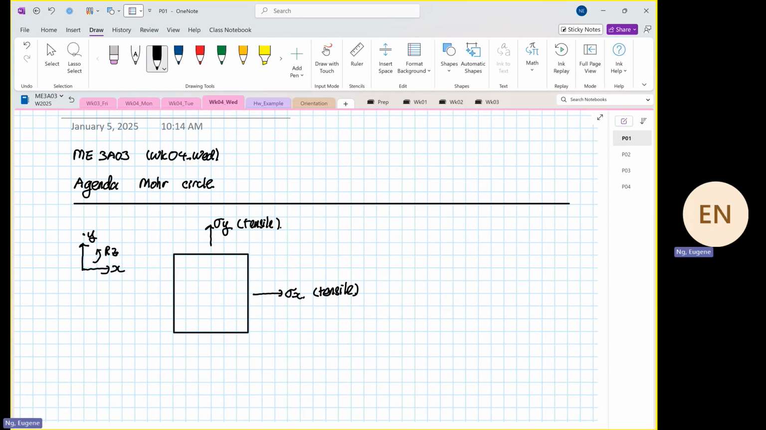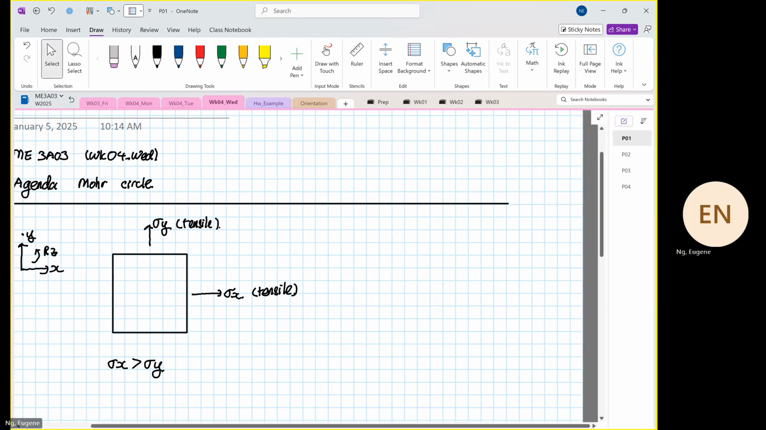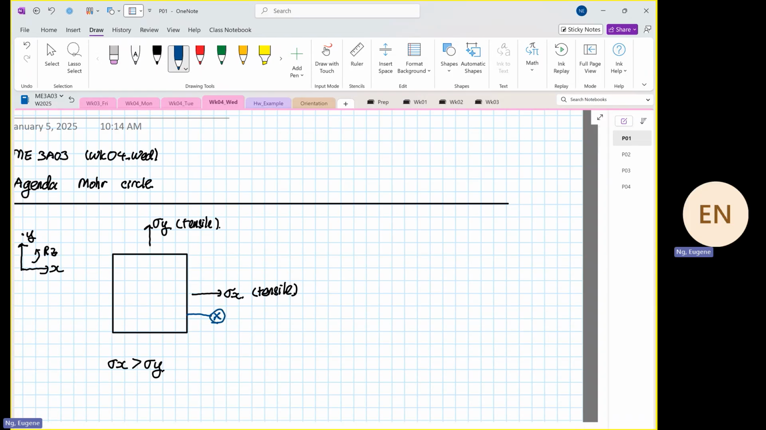So once you have this, and I wrote down a condition, this is the case where stress X is greater than stress Y. Okay. As before, always label this as surface X, and over here as surface Y. Okay. So now we start to draw or sketch Mohr circle.